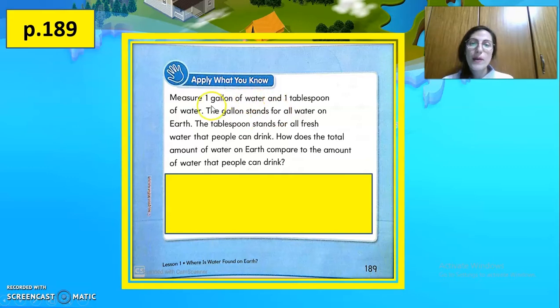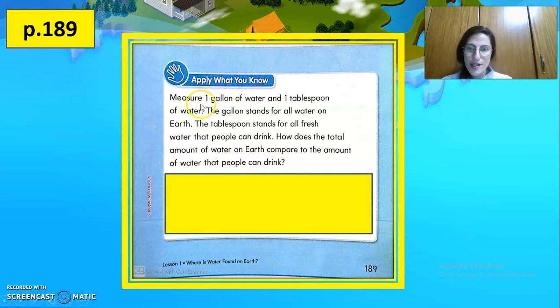We move on to apply what you know. Let's read the question together. Measure 1 gallon of water and 1 tablespoon of water. The gallon stands for all water on Earth. The tablespoon stands for all fresh water that people can drink. How does the total amount of water on Earth compare to the amount of water that people can drink?